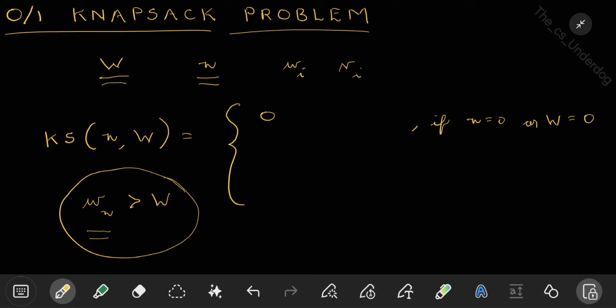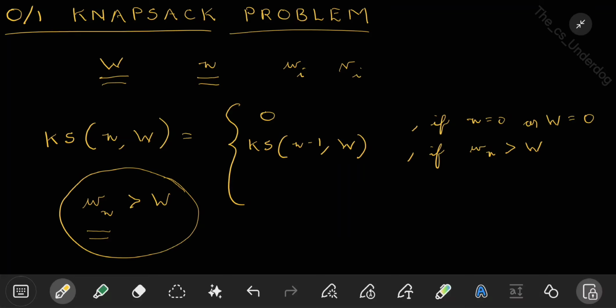So in this case, what is your recursive relation? If Wn is greater than W, then your recursive relation will be knapsack of n minus 1 items with weight W. That is, if your capacity is W and you have the remaining n minus 1 items, this nth item is as good as not having, because the weight of this item is more than the total capacity of the knapsack. This is the second case.